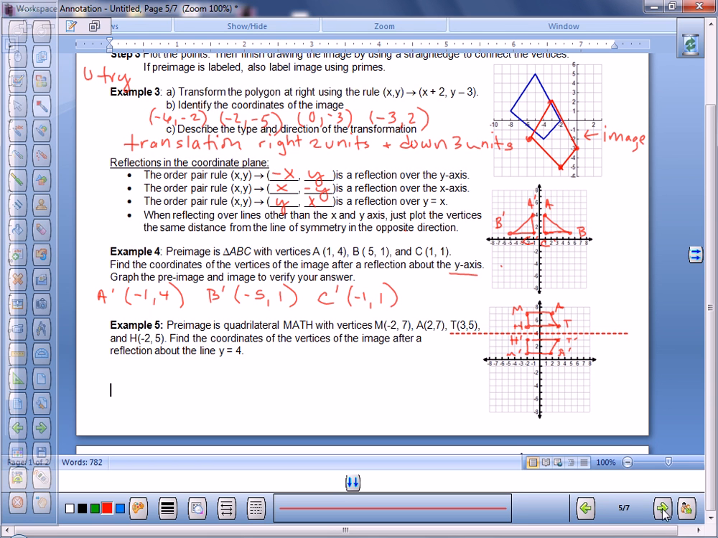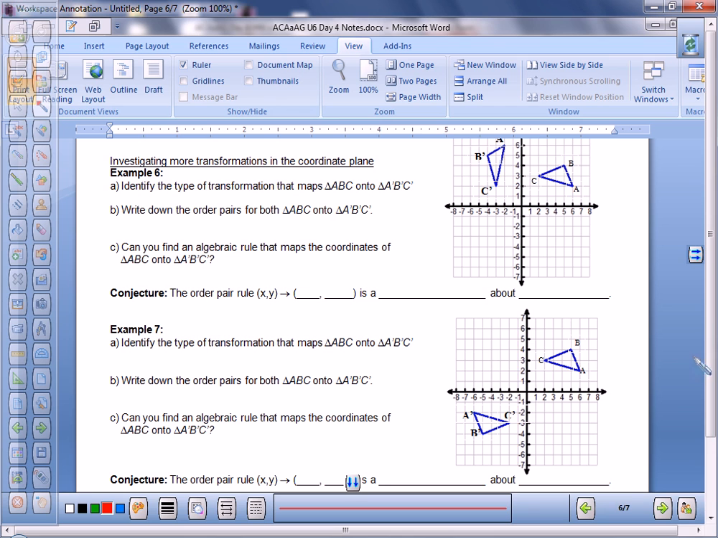So now let's investigate rotations. We've done translations, we've done reflections. Let's take a look at rotations. If we look at this figure and we know we're rotating it around the origin, we're always going to be rotating it around the origin unless another point is specified. So what type of transformation was this? Well, I already said it's a rotation, but a rotation of how many degrees? 90. 90 degrees about the origin.